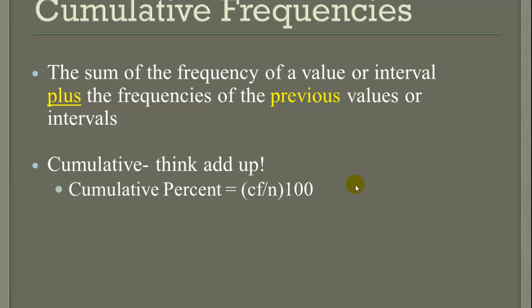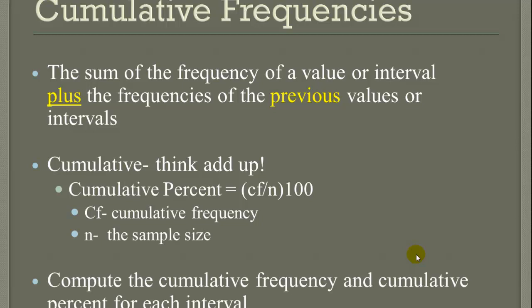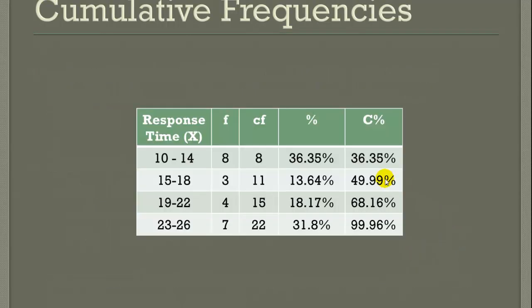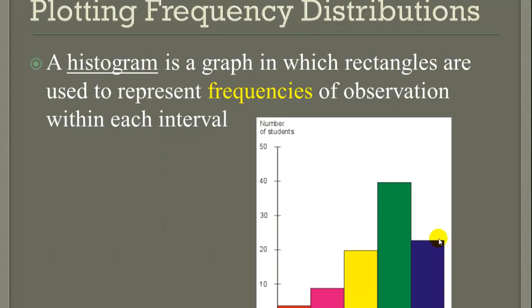The easiest way to do this is to look at the graph again. You can see that 36.35 is the percentage of people here. So our cumulative percentage, if we add 13.64 to that, gives us 49.99 roughly, and on and on. You see we just add them up as we go down. Very easy, very straightforward, so I'm not going to spend too much time on it.